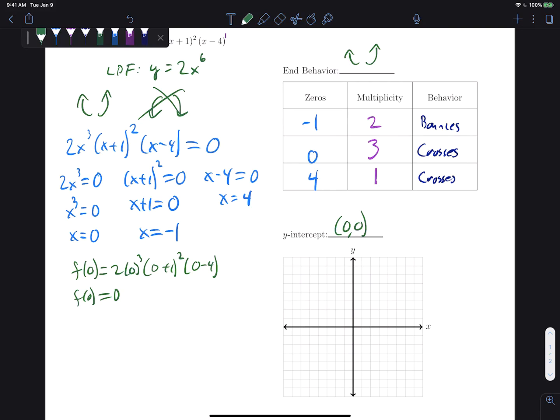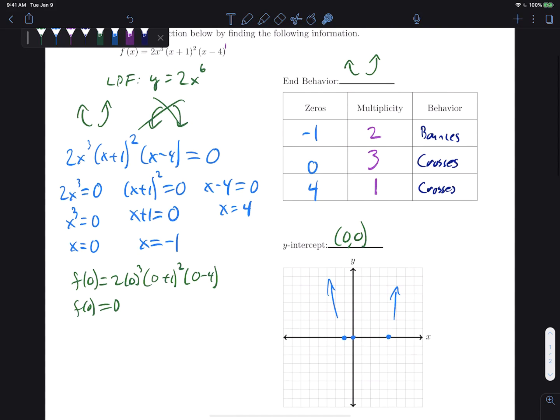Awesome. Now that we've done that, we can actually plot all this. The first thing I'm going to do is plot the zeros. The zeros are negative 1, 0, and 4. Fantastic. Now notice that we can look at the end behavior, which means up to the left and up to the right. So beyond the farthest zero to the left, the negative 1, we're going to be going up, guaranteed. And beyond the last zero to the right, we're going to be going up as well. That's what the end behavior is telling us.